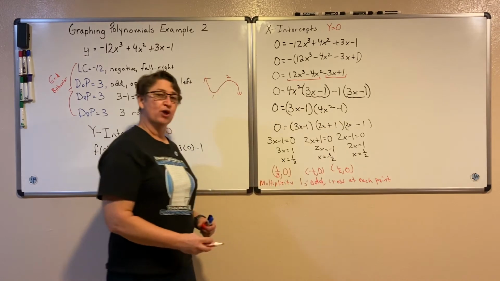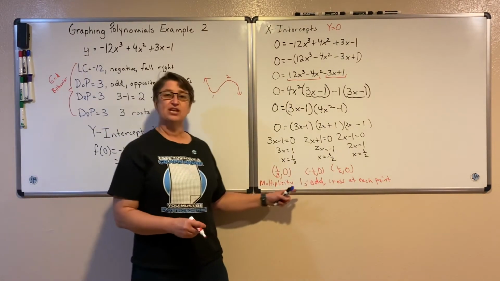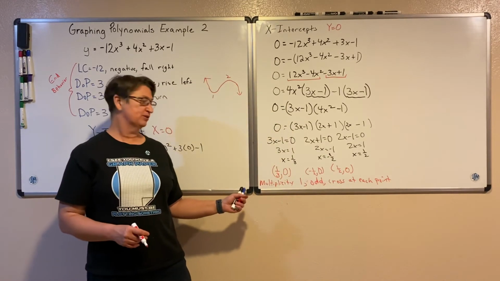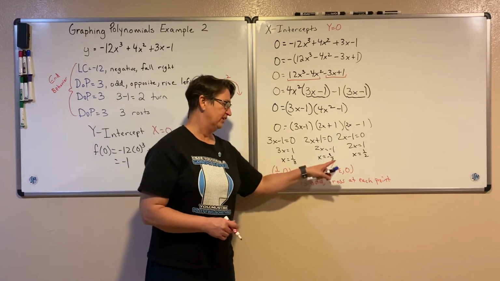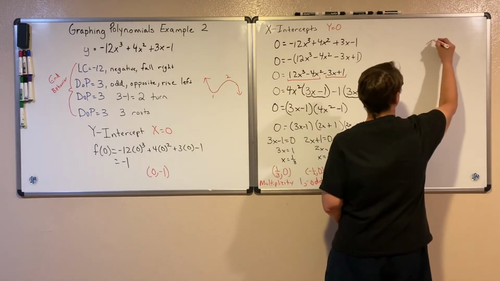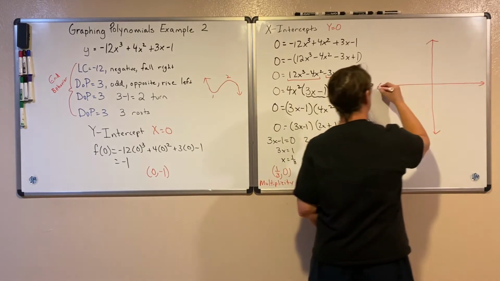If they had shown up more than once, if it shows up an even number of times, then it turns at that point. But when it shows up an odd number of times, it crosses at that point. So the multiplicity of each one of these is 1. I'm now going to graph the function. I'm just going to put the points that I know on this graph.